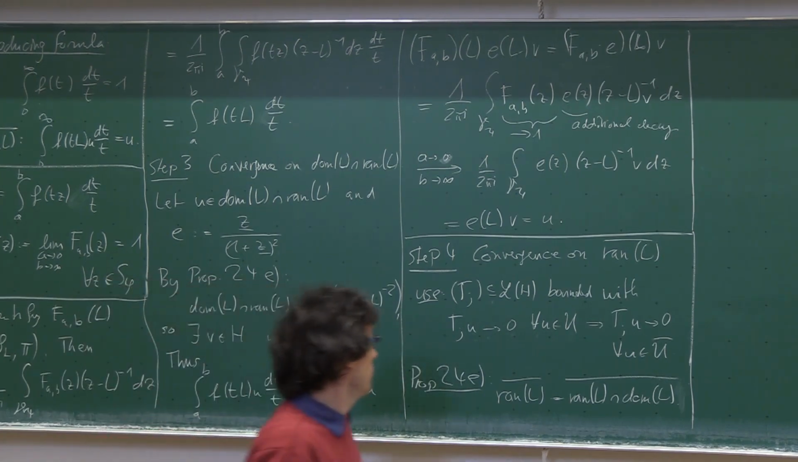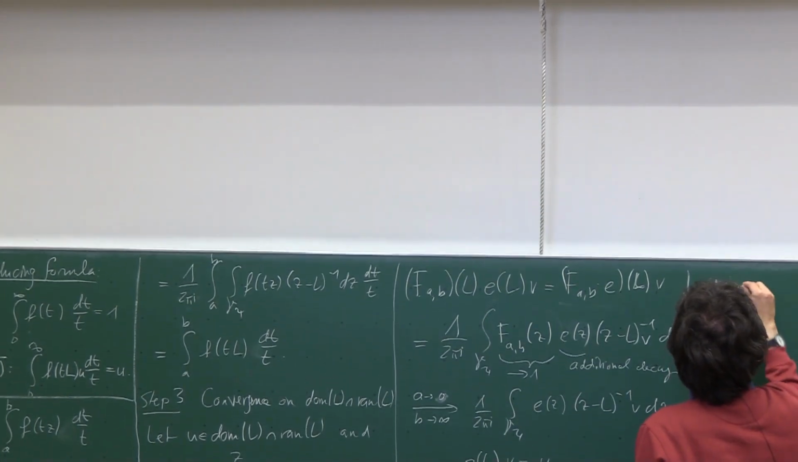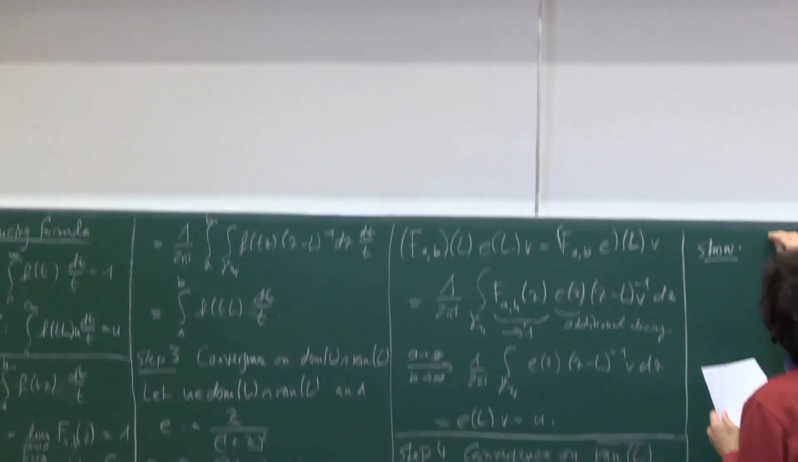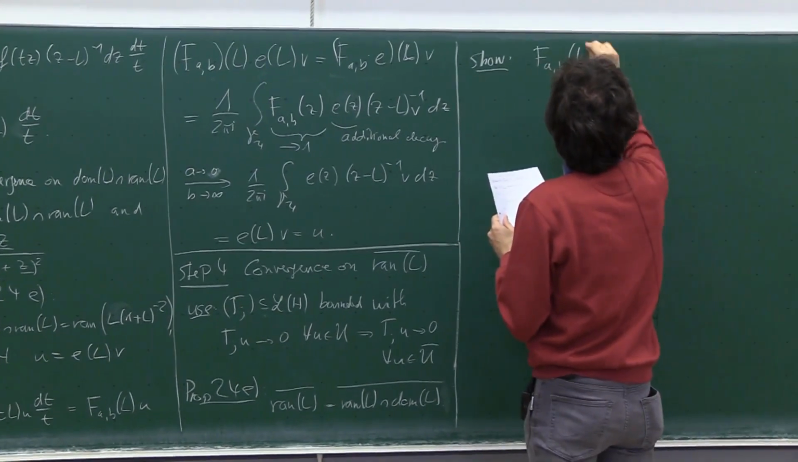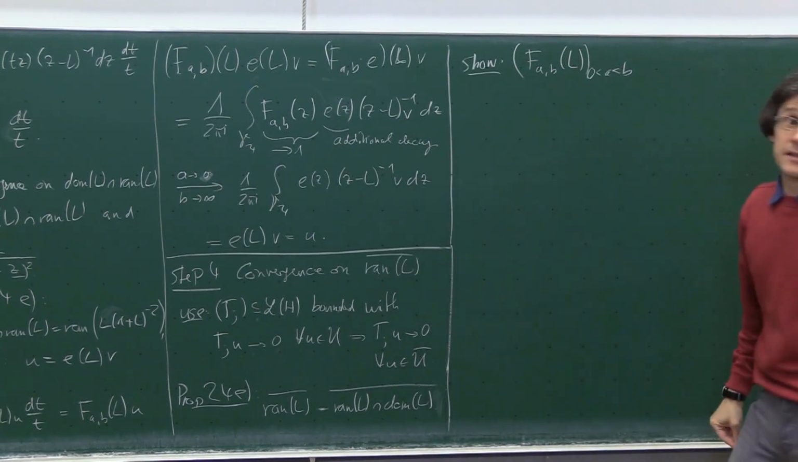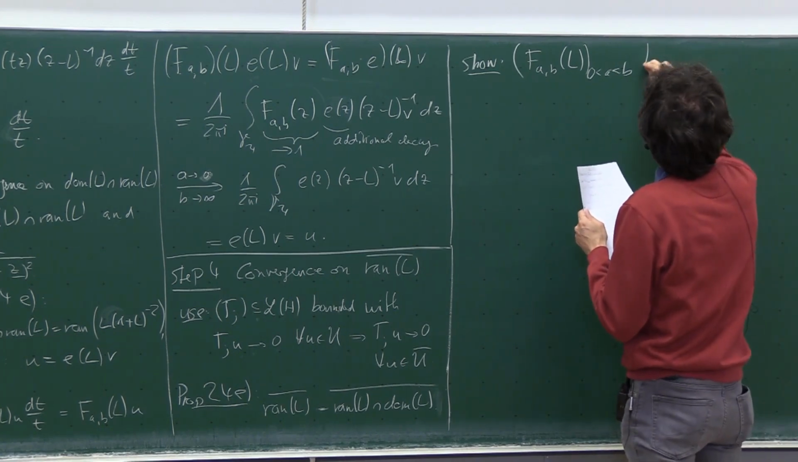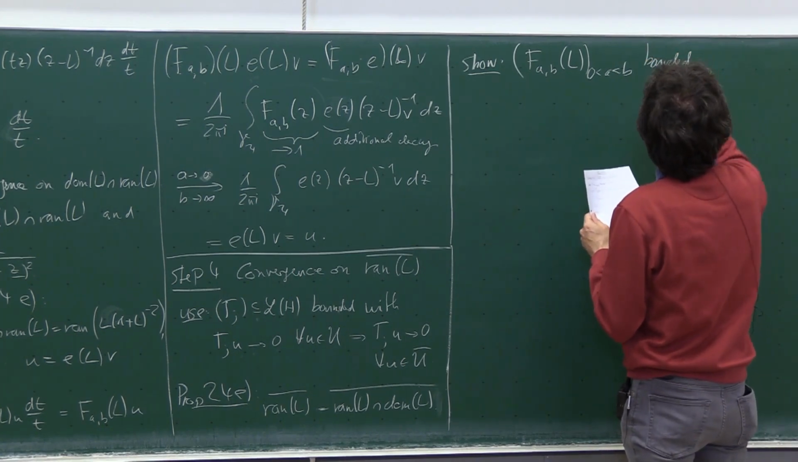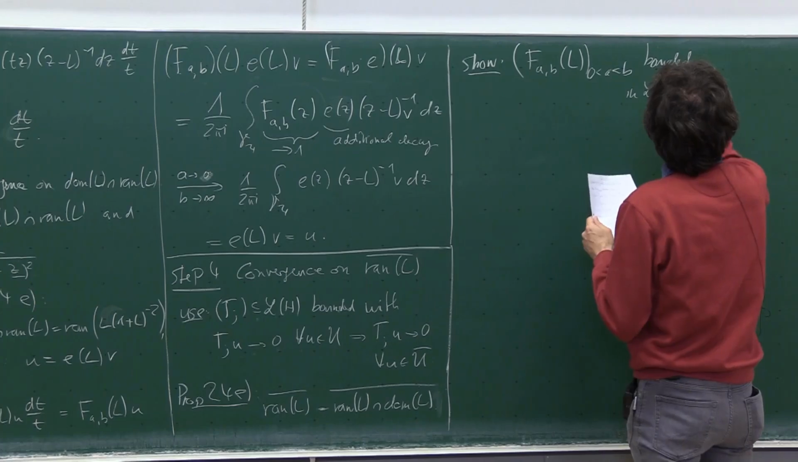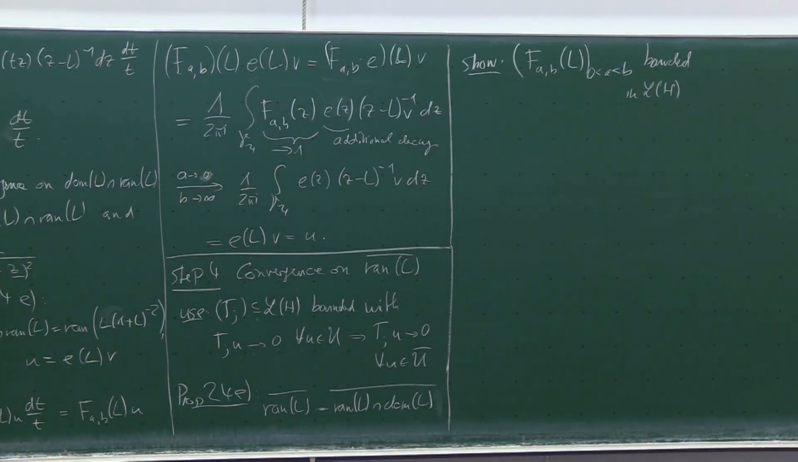So what we have to show, so what is the work? The work is to show that this set of operators F_AB that we want to do the convergence of is a bounded set of operators on H. Okay, and this is a little bit more work to do.